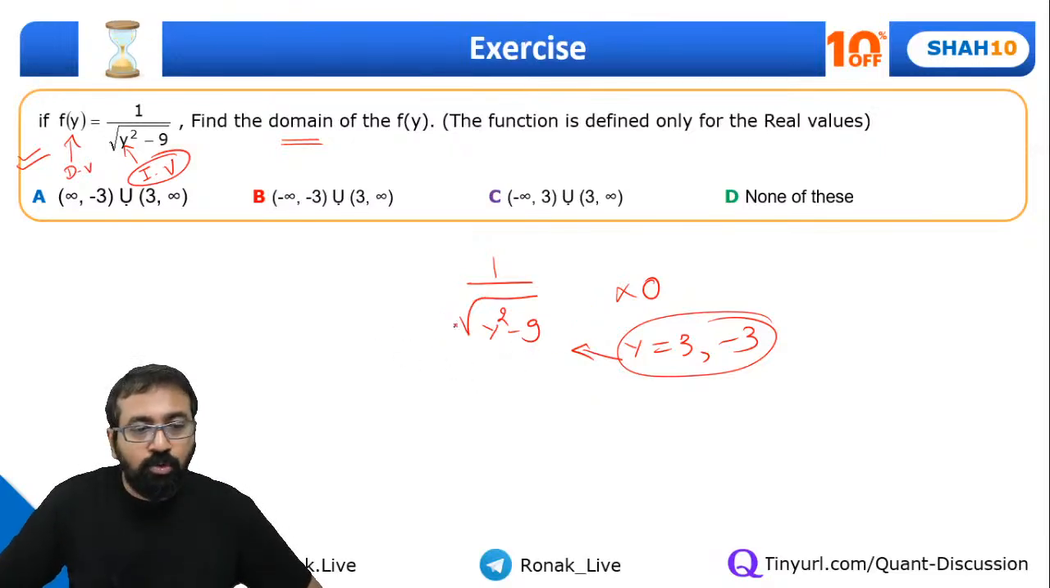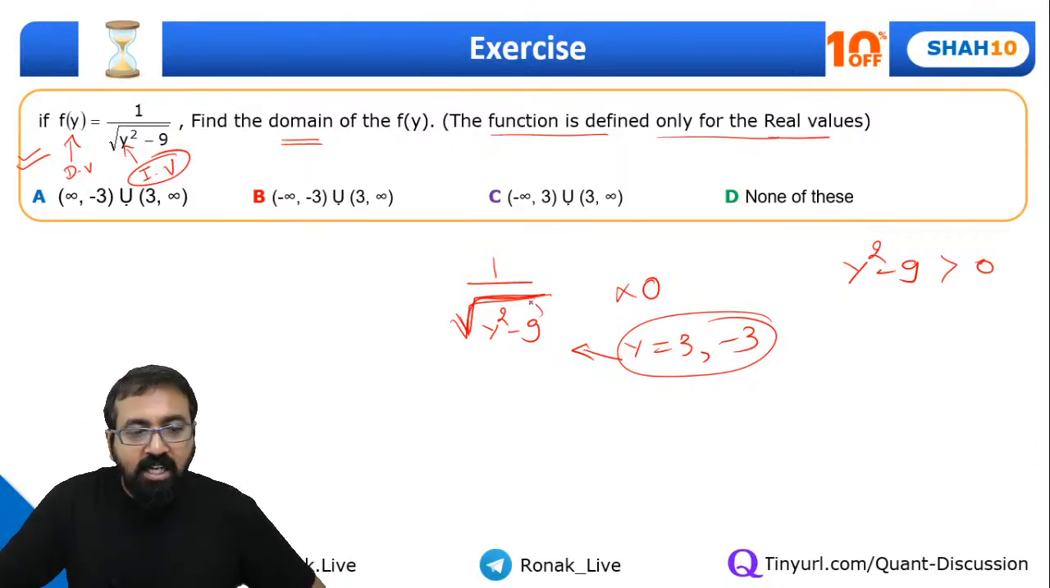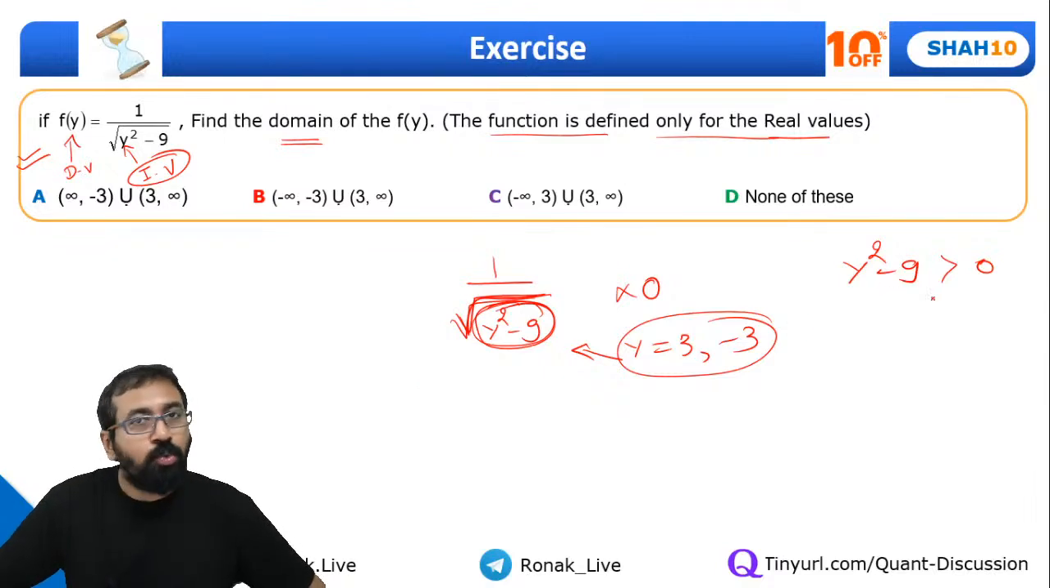Second, there is a square root sign. So can I say y square minus 9 can't be less than 0? It has to be greater than 0. Yes or no? Because the square root of a negative number is not real, and it's clearly mentioned the function is defined only for real values. So we can't afford to have a negative value of y square minus 9. So when will y square minus 9 be negative? Of course, when y square is less than 9. So we need to keep y square greater than 9. y square minus 9 greater than 0 means y square should be greater than 9, right?